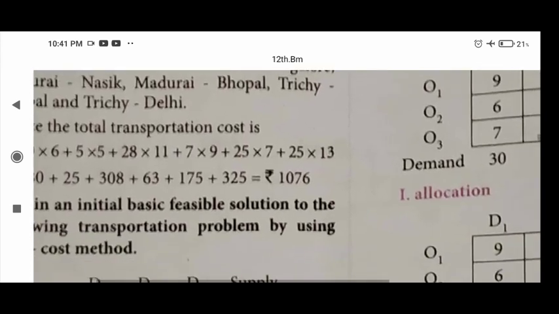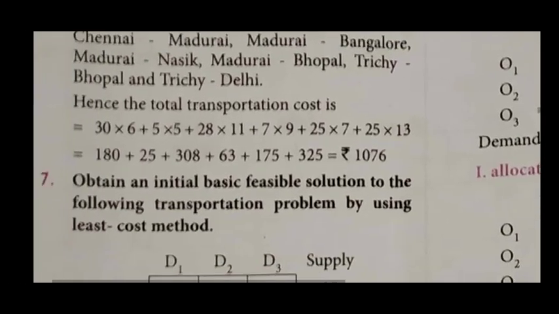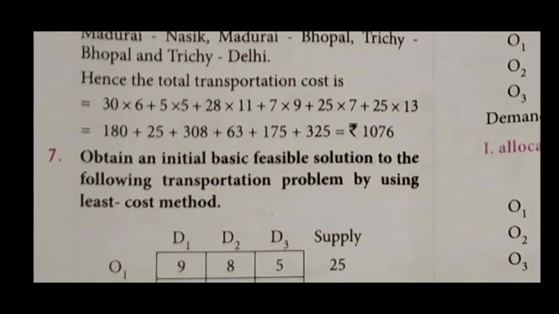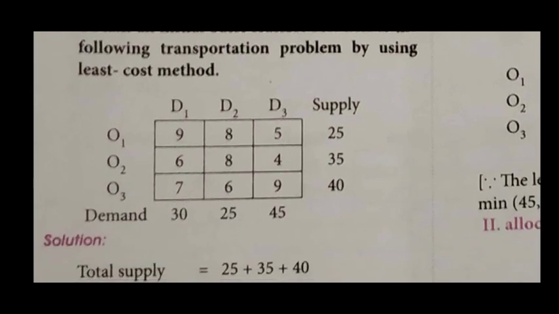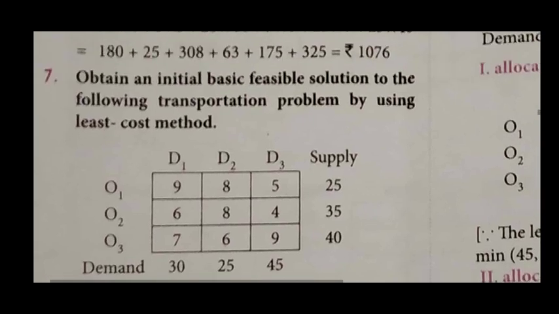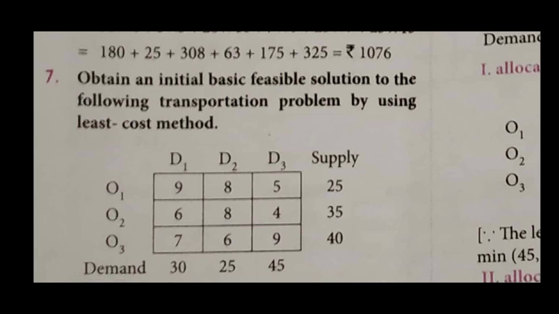Okay, the next problem is related to the seventh problem. Obtain an initial basic feasible solution to the following transportation problem by using the least cost method. So here D1, D2, D3 and O1, O2, O3 are given. Here we are using the least cost method, not the northwest corner rule. It is the second method, the least cost method.